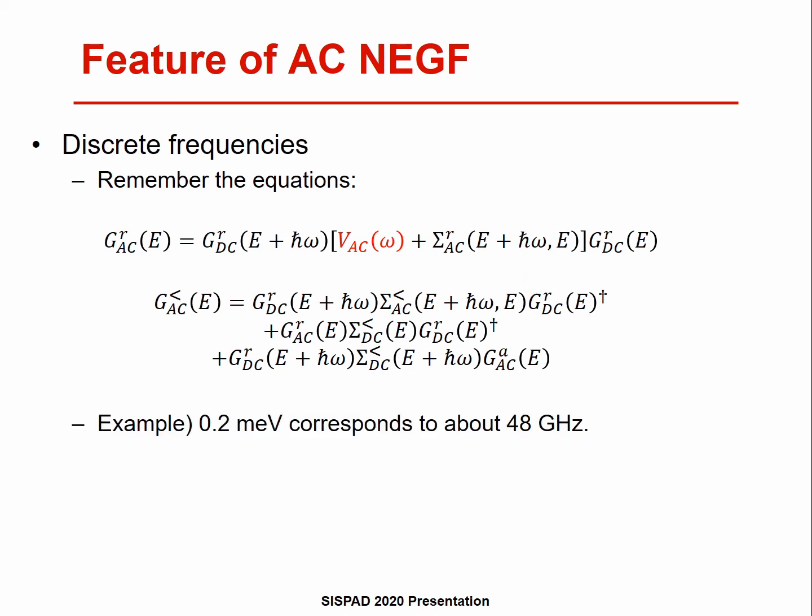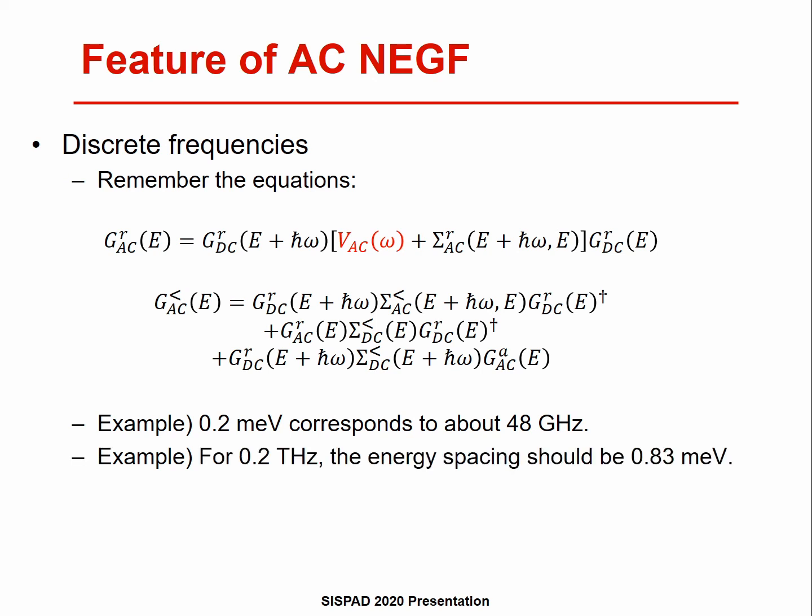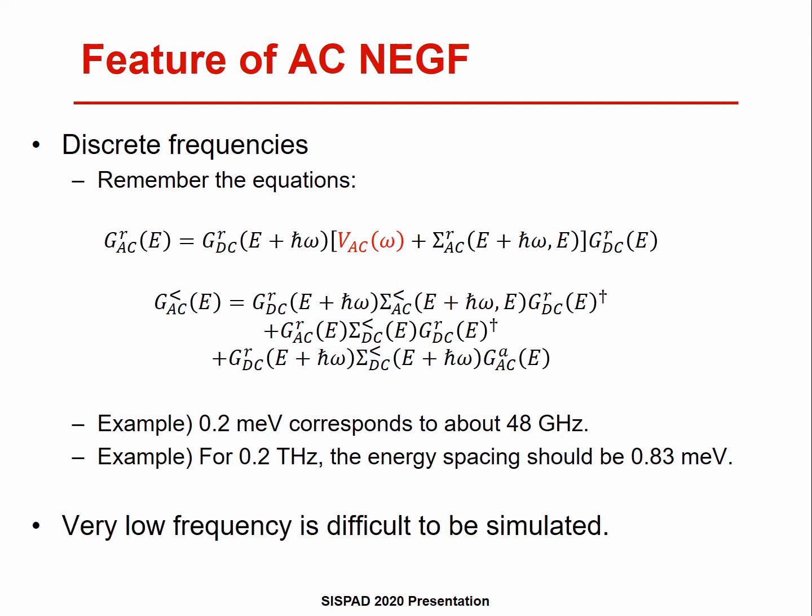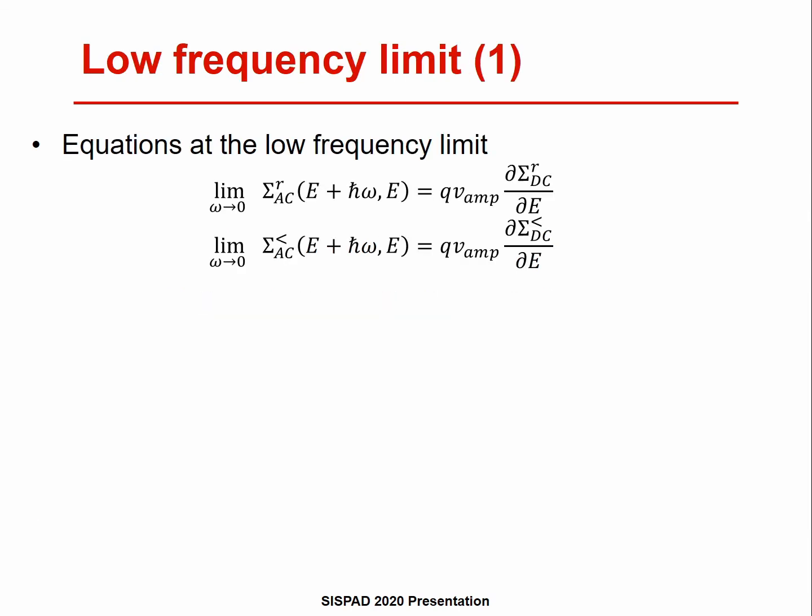For example, the energy spacing of 0.2 millielectron volt corresponds to about 48 GHz. For 0.2 THz, the energy spacing should be 0.83 millielectron volt. Therefore, in order to calculate the AC response at a very low frequency, a very fine energy grid should be introduced. However, at the low frequency limit, such restriction can be relaxed.